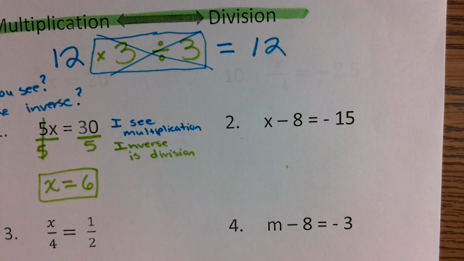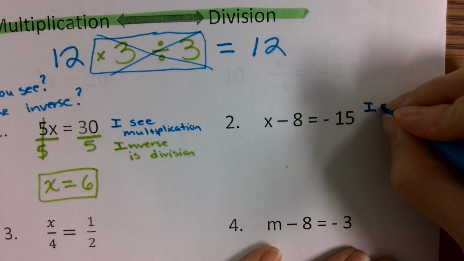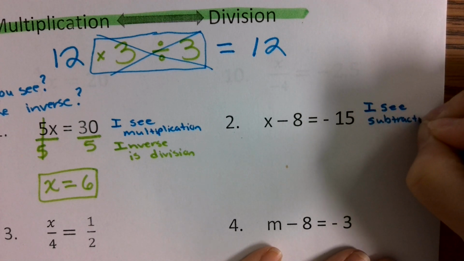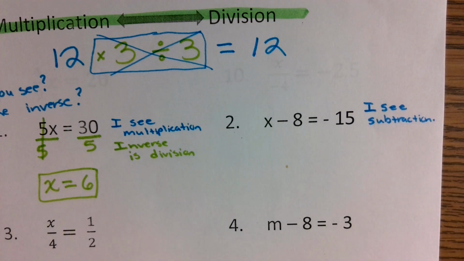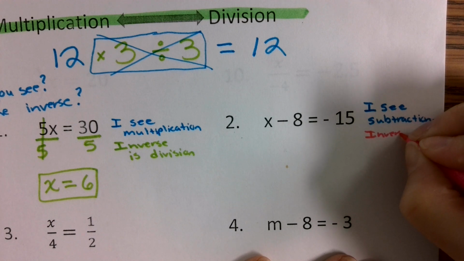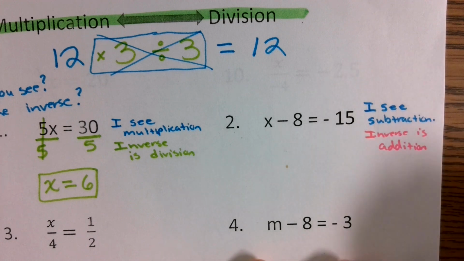Let's do problem number 2. First question I always ask myself is, what do I see? What operation do I see here, Angel? I see subtraction. So let's go ahead and write that down. I see subtraction. Okay, second question. What is the inverse? So what is the inverse of subtraction, Guadalupe? Addition. So the inverse is addition. We're going to go ahead and use addition.